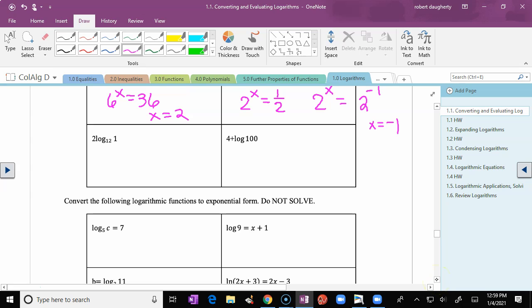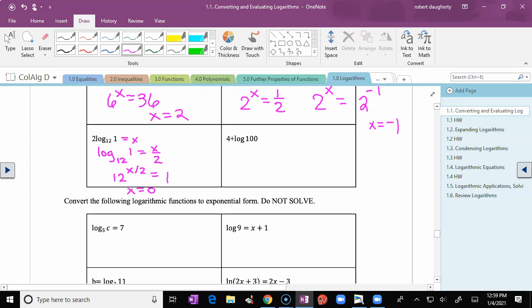2 log base 12 of 1. What is it? It's going to be x because I don't know what it is. But this means that the log base 12 of 1 is equal to x over 2, which means that 12 to the x over 2 is 1. The only thing I can raise 12 to and get a 1 is 0. So x is equal to 0 here.